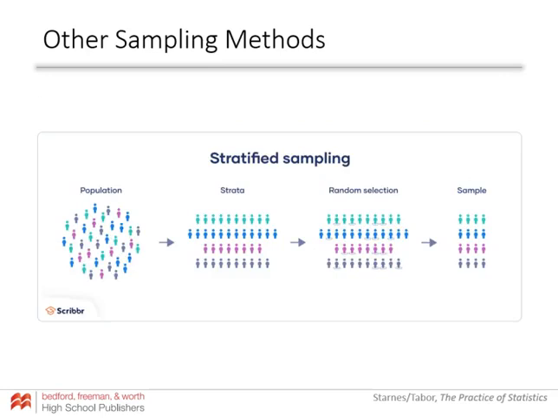So for example, here's my population. Let's say it's Patriot High School, and some strata that would make sense for Patriot is grade level. So I would have my ninth graders, my 10th graders, my 11th graders, my 12th graders. And then from each strata, I'm going to pick a random sample so that in my final sample, I have equal representation of all 4 grades in the school.